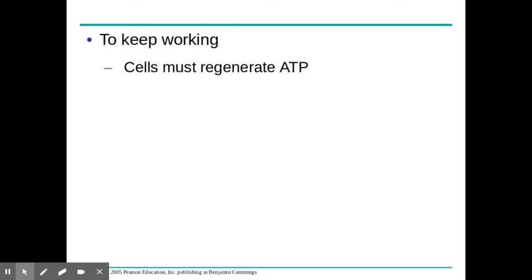In order to keep working, cells must regenerate ATP. Remember we talked in chapter 8 how if a cell can't do work, it is dead. So we need that constant influx of energy so that we avoid disorder, that second law of thermodynamics. So in order to keep working, cells must be able to regenerate ATP. In order to make ATP, the main way that we do that is through cellular respiration.